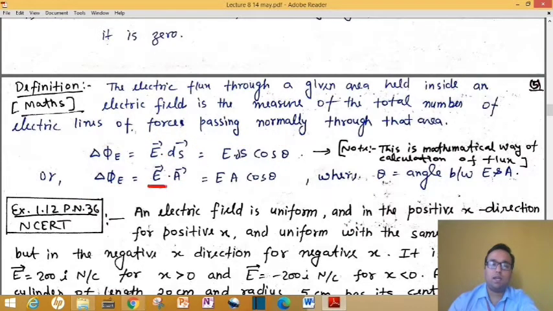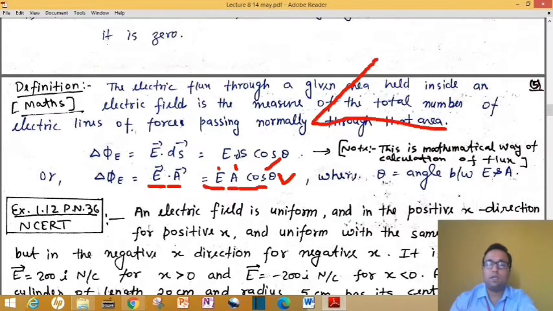Here you can write it as E dot A as well if your area is constant, and this will be EA cos theta. Now tell me, in the previous example, if you rotate your plate, how much is the angle theta between E and A? That is 90 degrees. Try to imagine here.